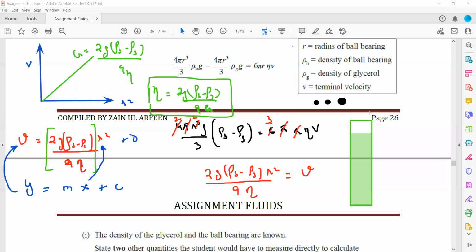So always plot a graph between the quantities which can be changed during the experiment. If the quantity cannot be changed during the experiment, then there is no use of plotting a graph, because it remains the same. So we don't have to plot a graph for that.